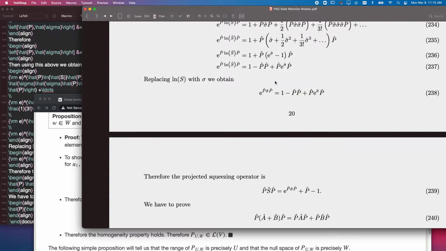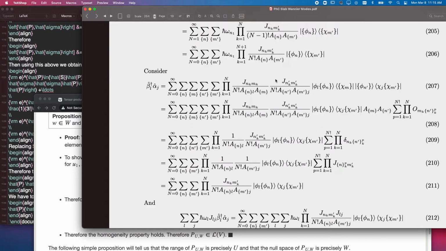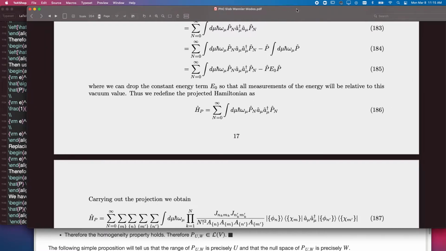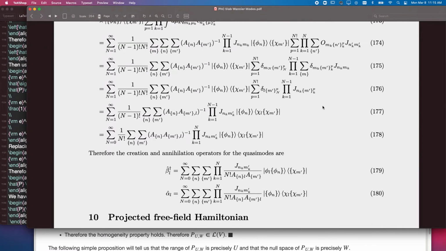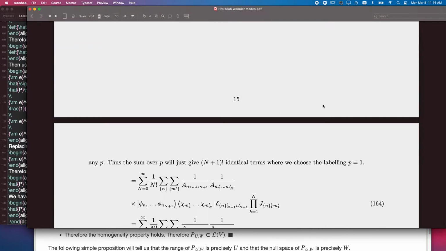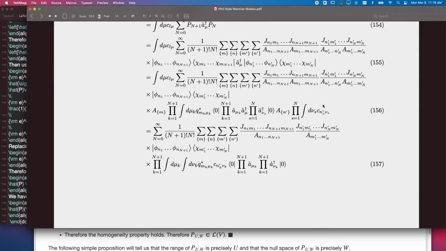Well, probably, okay, a simpler way to see it is just to look at how our projection operator is defined.